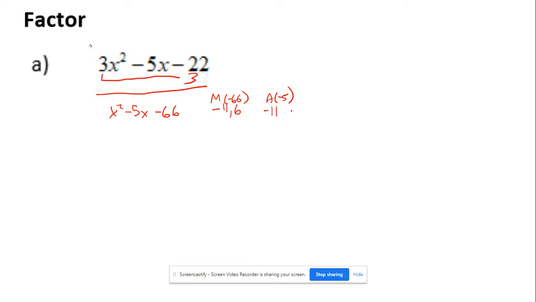Negative 11 times positive 6 is negative 66. Negative 11 plus 6 is negative 5. So I can factor this as x minus 11, x plus 6.